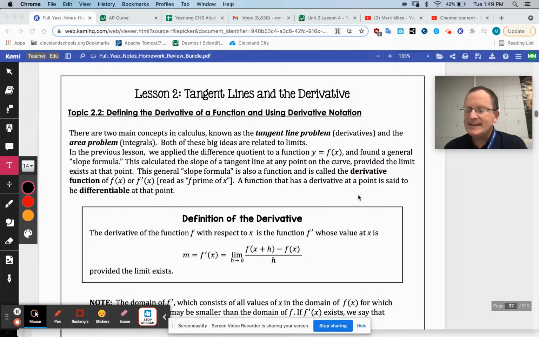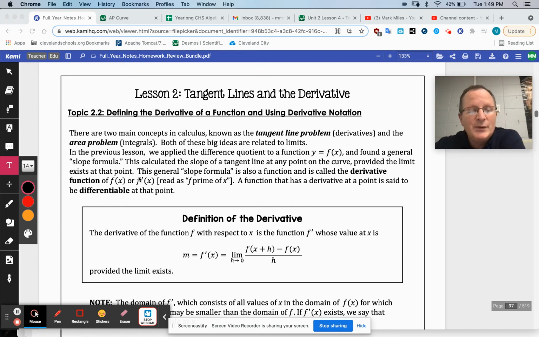Okay, so lesson 2-2. All right, we have defining the derivative of a function and using derivative notation. So you're going to learn all kinds of cool ways to talk about the derivative, and they all have their own little special things. All right, so we got the tangent line problem, and that is really half of the calculus class, and the other half of the class will be area. We'll get that after Christmas.